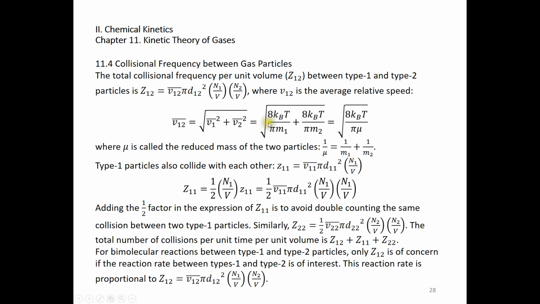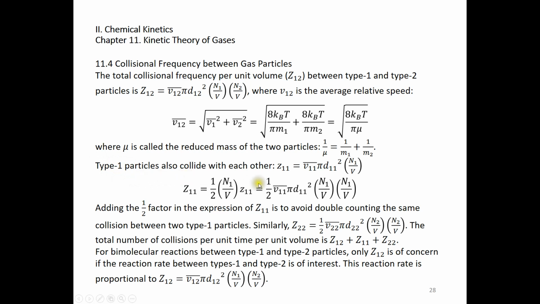Over here, v1 is the square root of 8 kBT over pi m1, v2 is the square root of 8 kBT over pi m2. We combine this, we get the square root of 8 kBT over pi mu. And mu is the reduced mass of two particles. And you can tell 1 over m1 plus 1 over m2 is just 1 over mu. This is how mu is defined. Mu is smaller than m1, mu is smaller than m2.